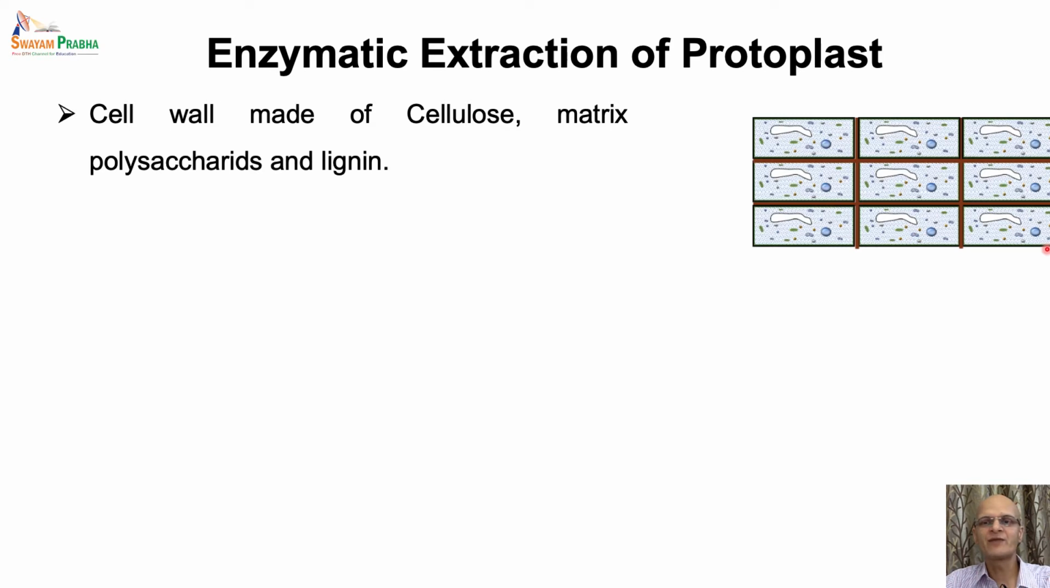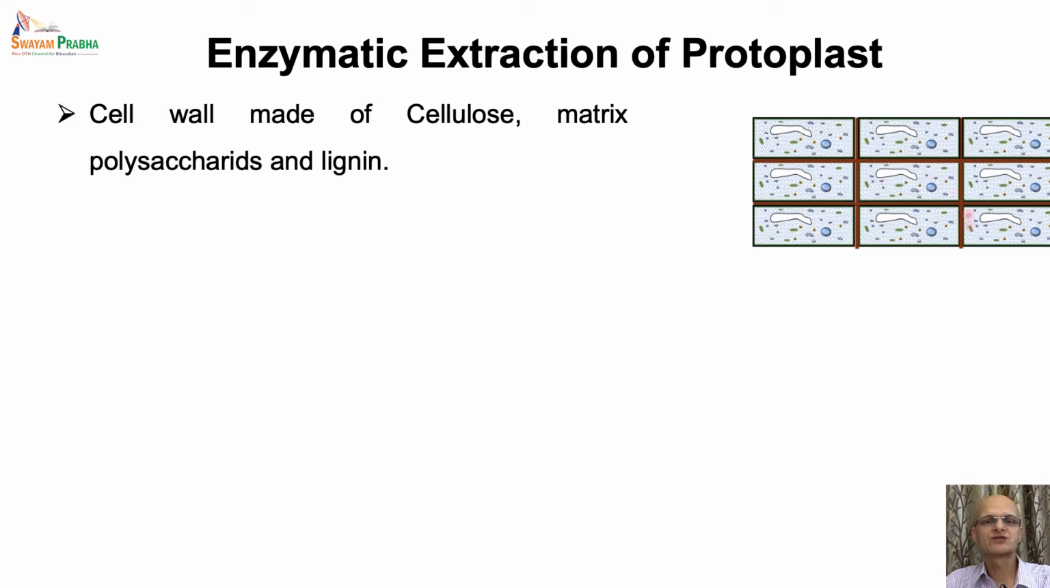These are made up of cellulose, matrix polysaccharides, and lignin. However, lignin is usually present in the secondary cell walls, and in the protoplast preparations, we use only primary tissues where the secondary cell wall thickenings are absent, and so lignin will not be there. Here is the cartoon structure of the arrangement of the plant cells.